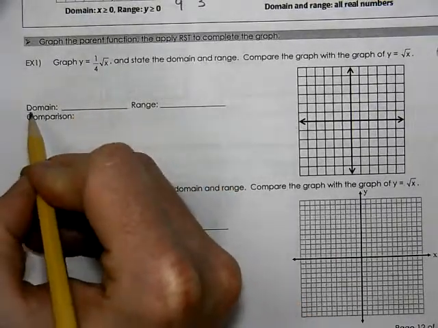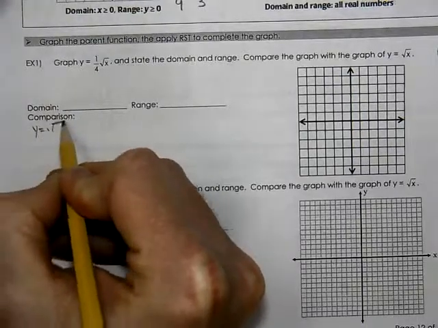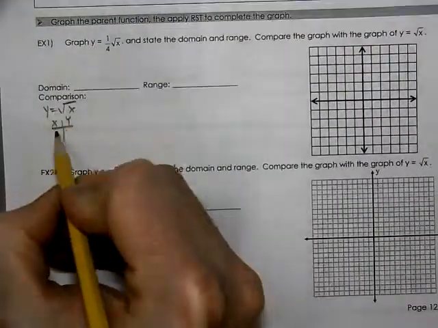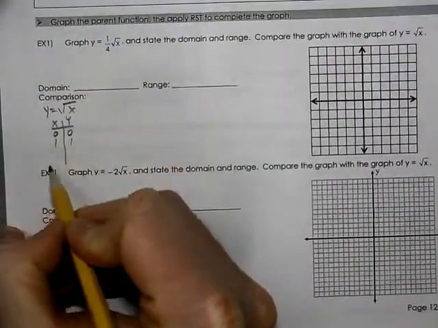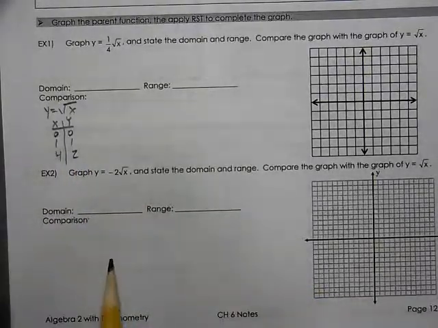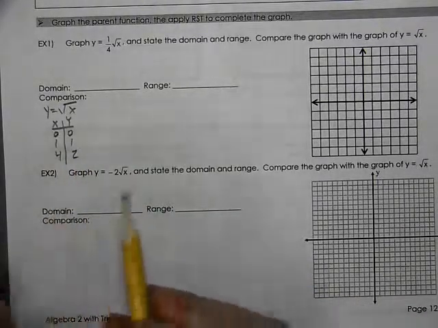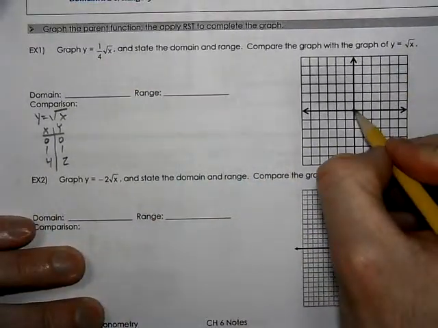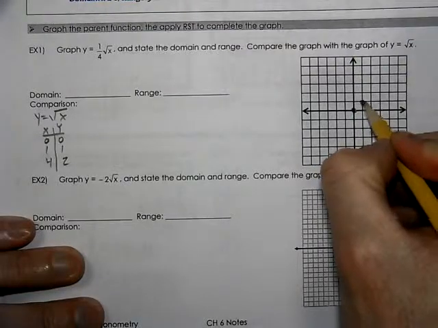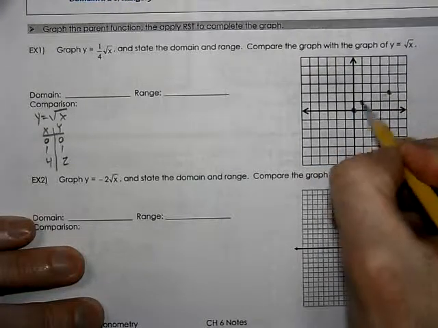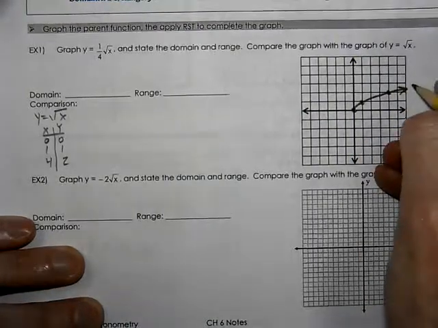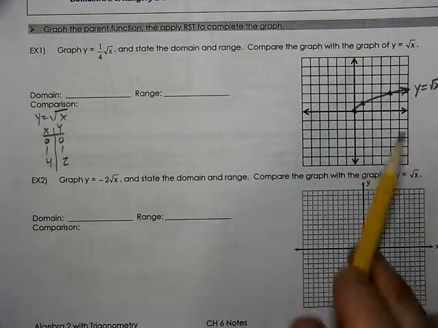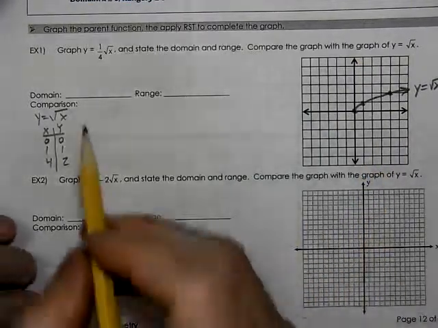So we're going to start out with the parent function, which is y equals the square root of x. We've talked about those values: 0, 0; 1, 1; 4, 2; 9, 3; 16, 4, and so forth. The only ones that are going to fit on our graph go up to x is 4. So we graph that out. And it's y equals the square root of x. That's our parent function. That's where we're starting from.